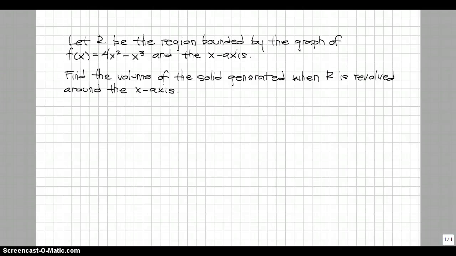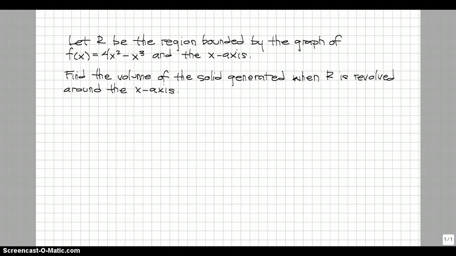This video is going to show how, if we have a region R on a graph and we want to revolve that region about an axis or a line, we can use an integral to find the volume of the shape. And this problem says that the region that we're going to be talking about is bounded by f of x equals 4x squared minus x cubed and the x-axis.